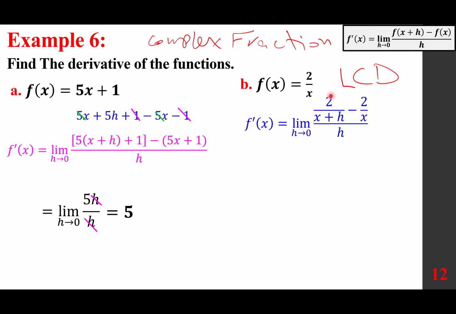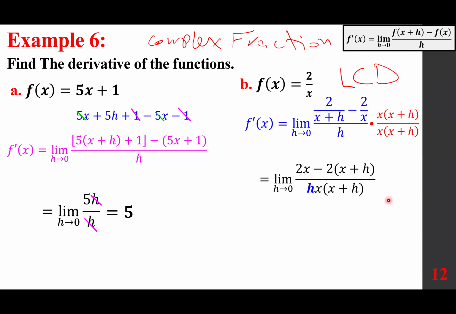So as you can see, there's one fraction here, one fraction here. x times x plus h is the LCD. We're going to multiply the top and the bottom by it. Now, again, I want to start with the bottom. Remember, h is approaching 0. This is the problem. You just write it as a product. You don't distribute. Now you distribute this over this. x plus h goes away. You get 2x. Minus x goes away, 2 times x plus h. And again, we are not touching the denominator. We keep it as a product.